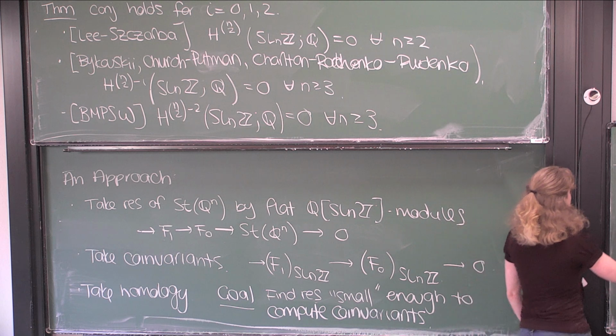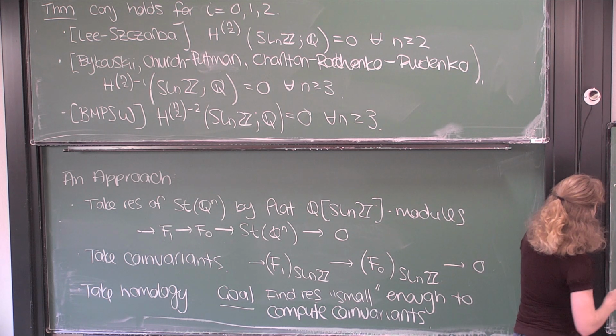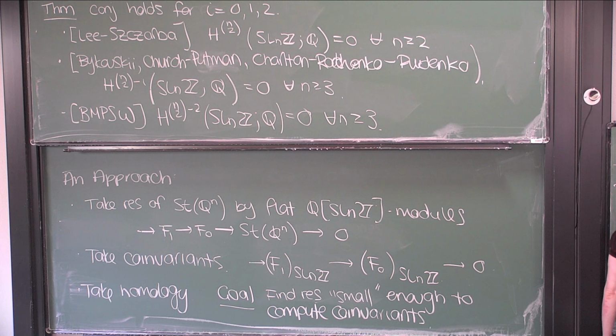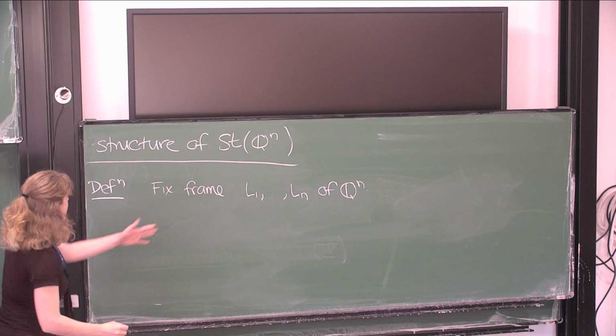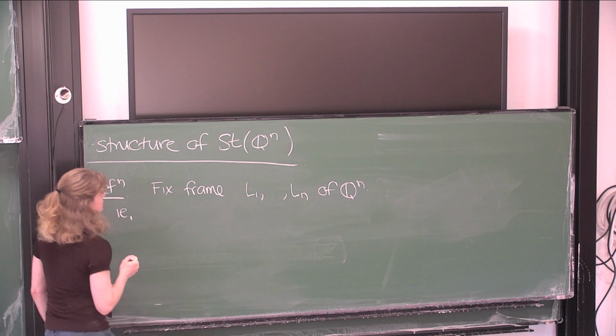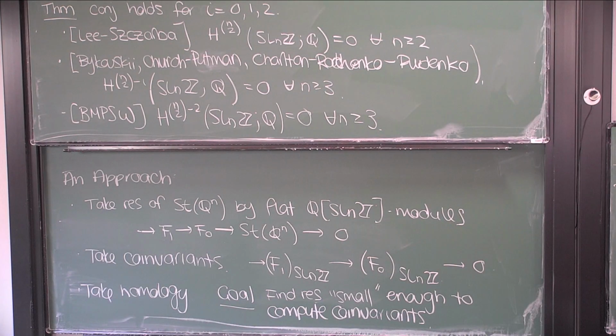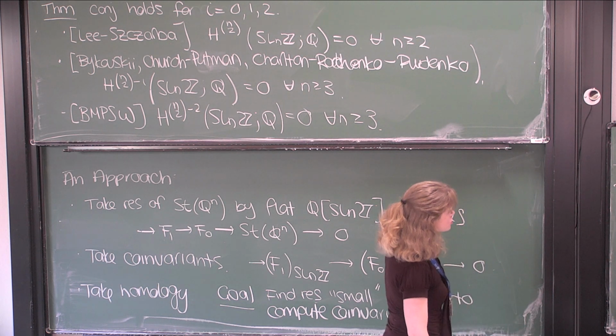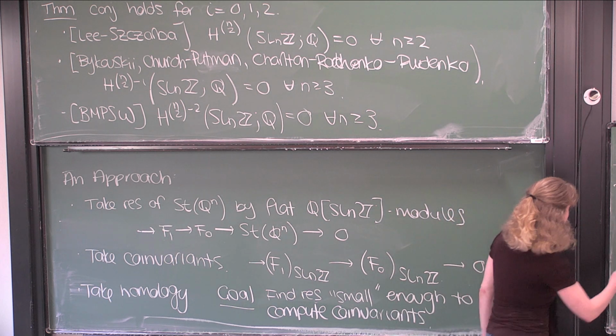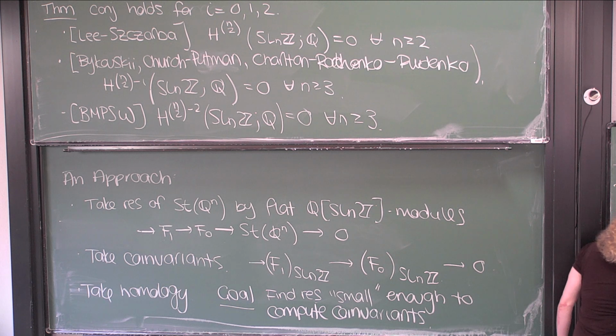So, the definition. To start with, I'm going to fix a frame, L1 through Ln of q to the n. By a frame, I mean I'm going to fix a direct sum decomposition into n lines. Okay. And associated to this frame, we have a subcomplex of the Tits building, defined as follows. This is called an apartment.